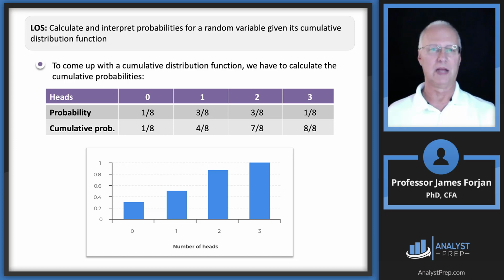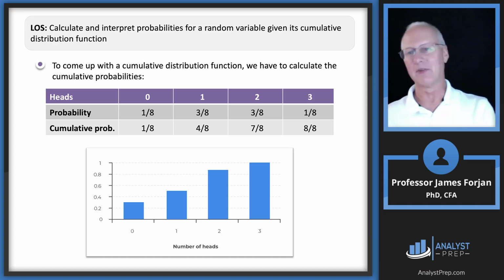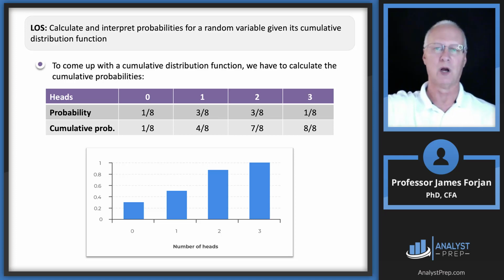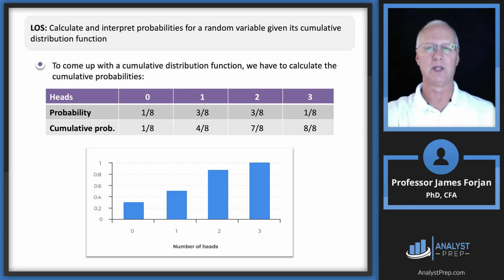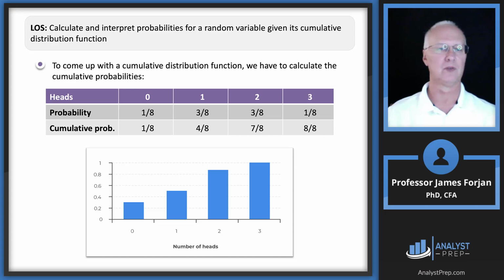Now let's go ahead and look at a picture of this cumulative distribution function. All we're going to do is take the 1/8 and add the 3/8 and add the 3/8 and add the 1/8. So as we go up, right, we eventually get to 100%. That cumulative probability is 8/8 or 100%. And note this is the number of heads on the horizontal axis. It could be the number of tails as well.